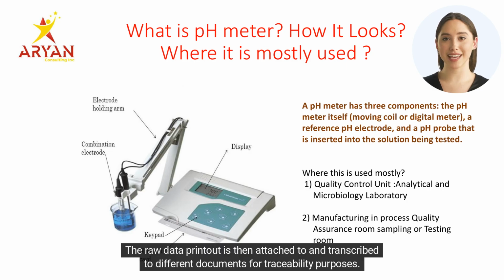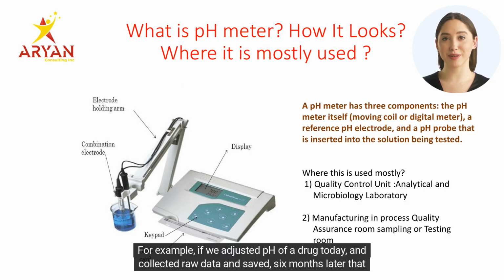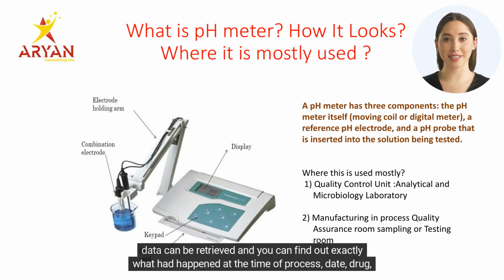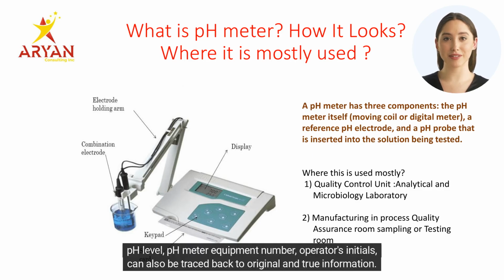The raw data printout is then attached to and transcribed to different documents for traceability purposes. For example, if we adjusted the pH of a drug today and collected raw data and saved it, 6 months later that data can be retrieved and you can find out exactly what had happened at the time of the process: date, drug, pH level, pH meter equipment number, operator's initials. It can also be traced back to original and true information.